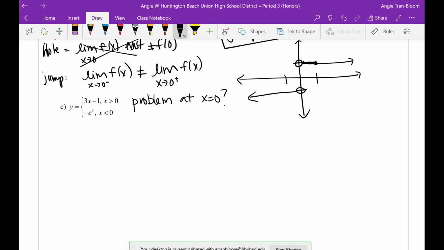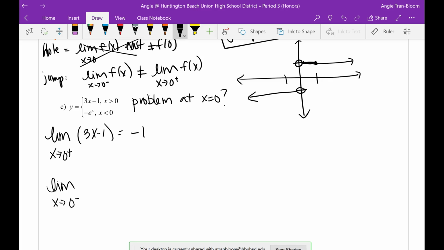Analytically, okay? Limit as x approaches 0 from the right. Limit as x approaches 0 from the left. If you're taking the limit as x approaches 0 from the right, which one of those two pieces should we use? 3x minus 1. You're right. So 3x minus 1. Can I substitute? 3 times 0 minus 1 is? Great.